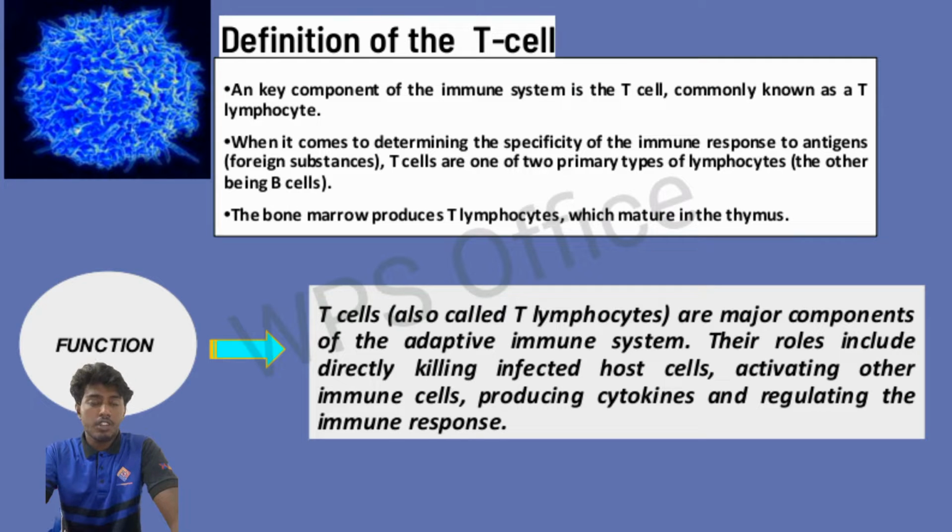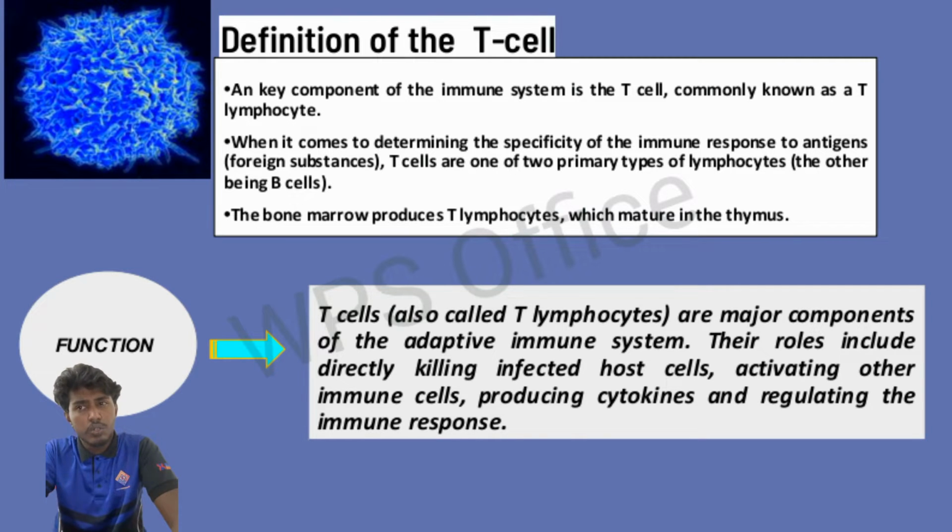T cells are a key component of the immune system, known commonly as T lymphocytes. When it comes to determining the specificity of the immune response to antigens, which means the foreign substance itself, T cells are one of the two primary types of lymphocytes, the other being B cells. The bone marrow produces the T lymphocytes, which mature in the thymus.